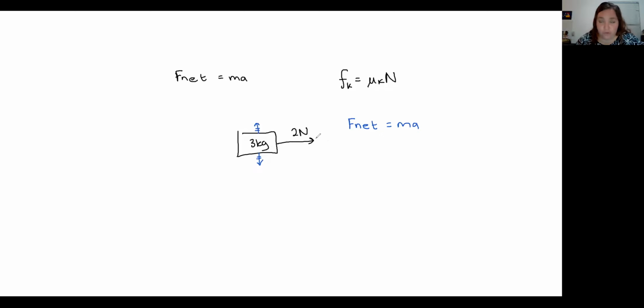If this object were falling or were tied to a rope and moving up and down vertically, we'd have to start considering it. So here my F net is 2 newtons. My mass is 3 kilograms. We don't usually put the units in there, and we get a. So over here, if I say 2 divided by 3, I get an answer that acceleration is equal to 0.67 meters per second squared. And because acceleration is a vector quantity, I would insist here that you say towards the right.